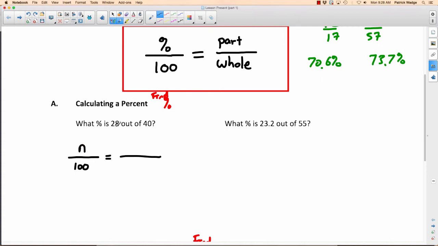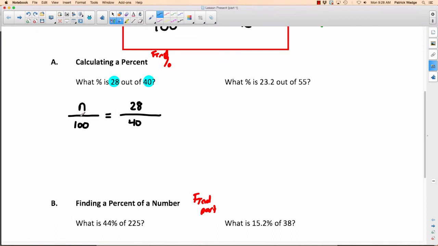Okay, then one of these numbers, the 28 and the 40, one must be the part and one must be the whole. What's the whole amount? If it's 28 out of 40, the whole amount must be 40 and the part must be 28. That's only part of the 40. Great, now we have a proportion where we know three things and we're missing one.